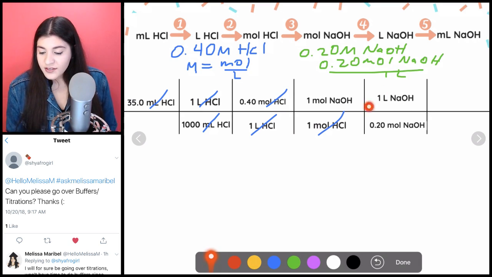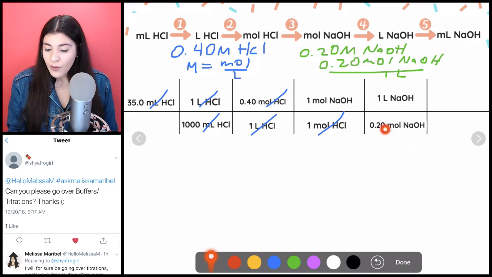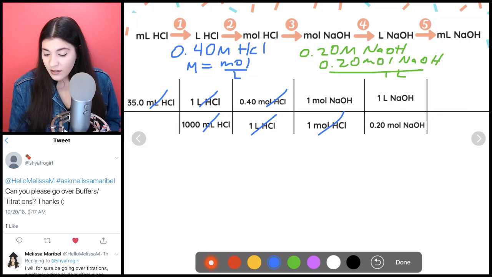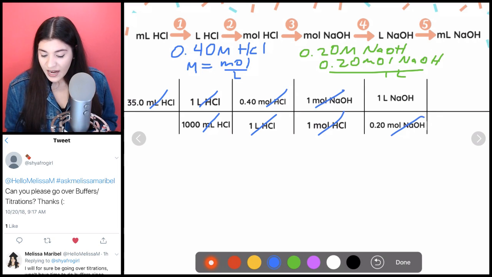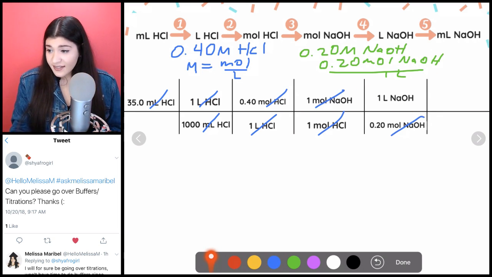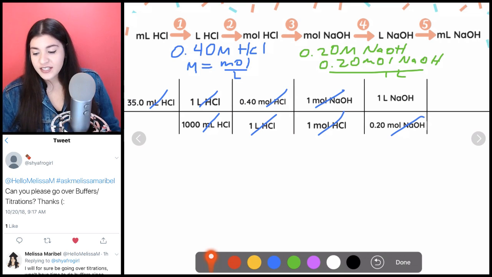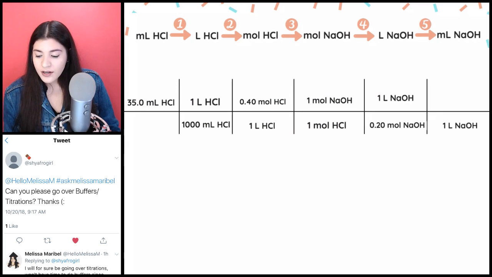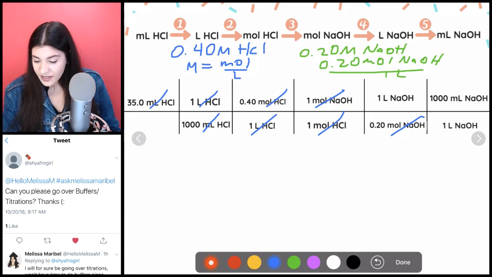Now you'll note that these are flipped, and we're allowed to do this because we want the moles to be on the bottom so they can cancel, right? We always want our units to be across from each other so they can completely cancel. So here our moles and moles cancel, and now we're at 1 liter. Then lastly, we'll change this to milliliters. So we know that for every 1 liter, there's 1,000 milliliters. And then from here, this would all cancel.